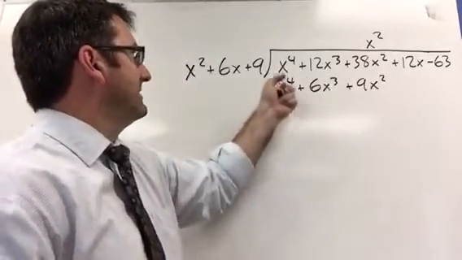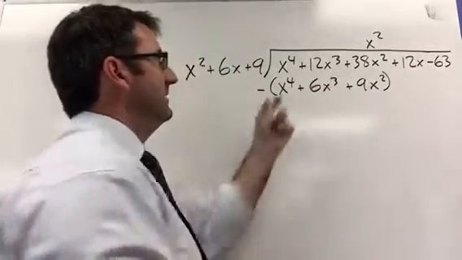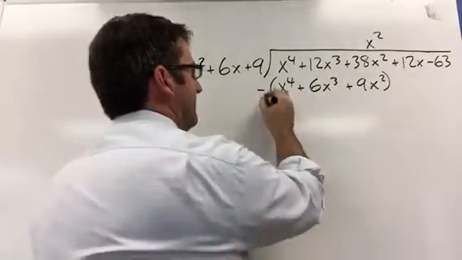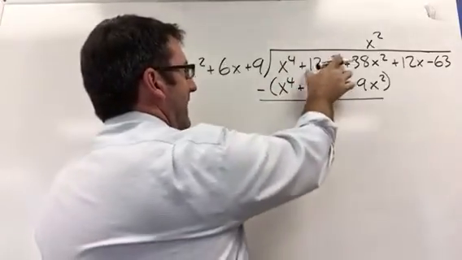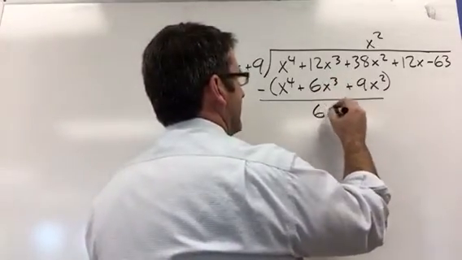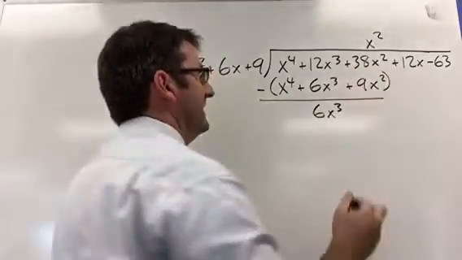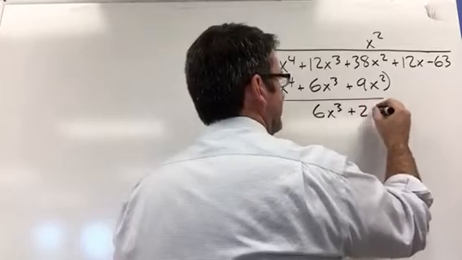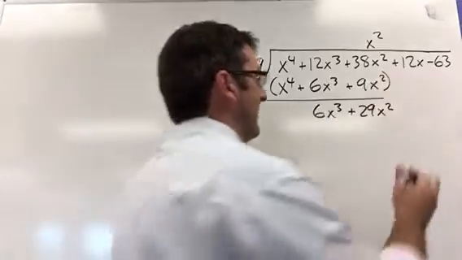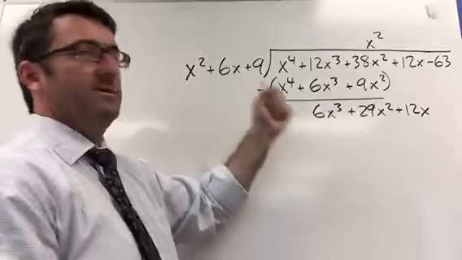All right, and now let's subtract these. So we're going to subtract this from the first 3 terms of this polynomial. So x to the 4th minus x to the 4th is 0. 12x cubed minus 6x cubed is 6x cubed. 38x squared minus 9x squared is 29x squared. All right, then we're going to drop down that 12x. And then we do the same thing again.